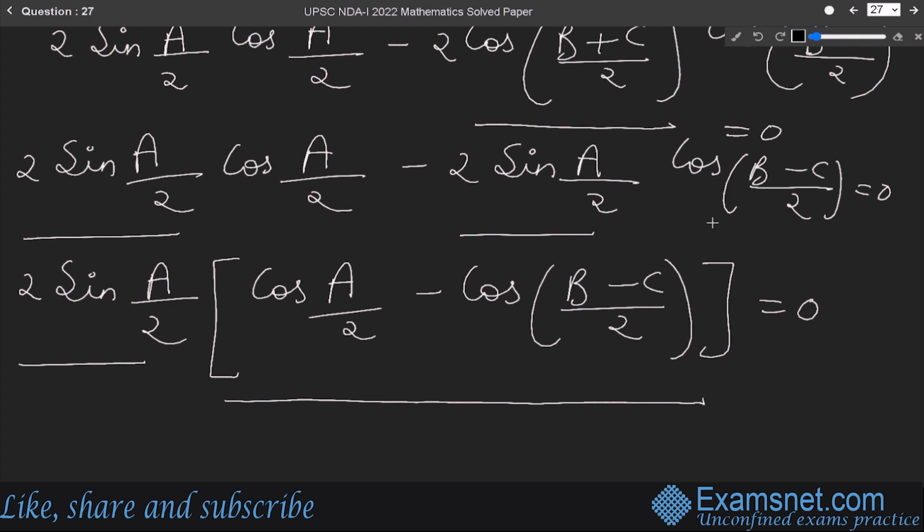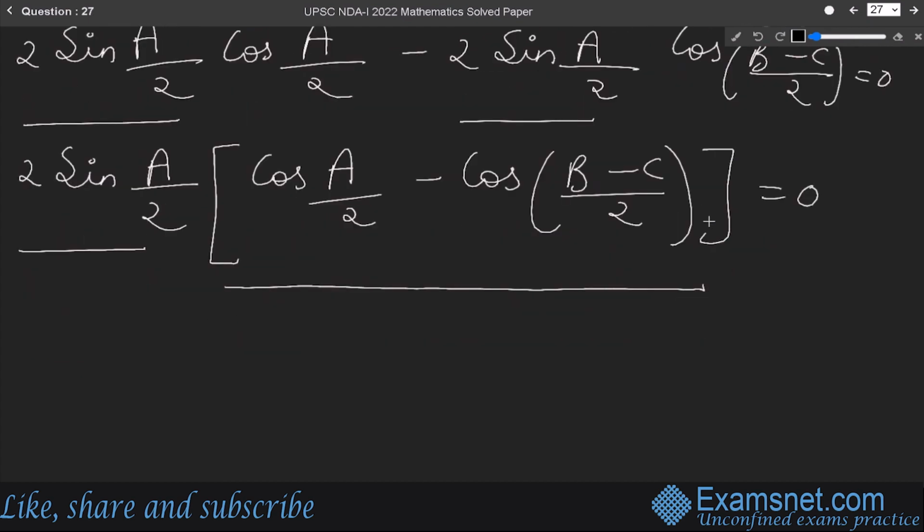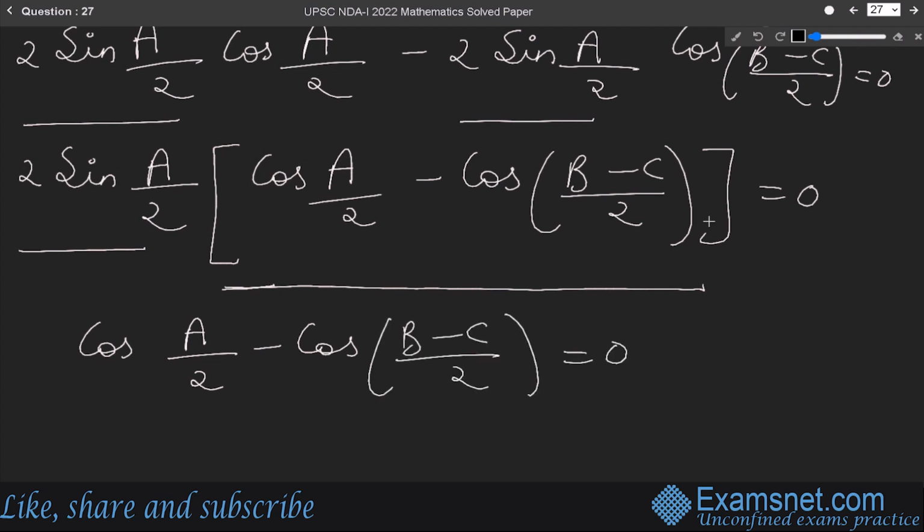Now talking about 2 sin(A/2), 2 sin(A/2) cannot be equal to 0, because if 2 sin(A/2) is 0, then A will also be 0. And if A is 0, then one angle of the triangle will be 0, meaning no triangle will be formed. But in the question it is given that a triangle is formed. So A cannot be 0. Therefore, this whole term cos(A/2) minus cos((B-C)/2) will be equal to 0.